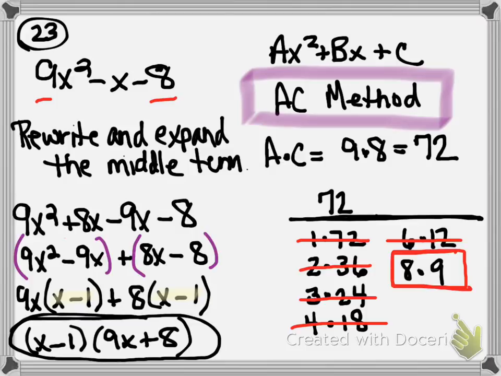So you have two options. You can use the AC method, and it will work for any quadratic expression, whether you have a lead coefficient of 1 or 100. It's going to work every time, and you don't have to try all those parentheses.